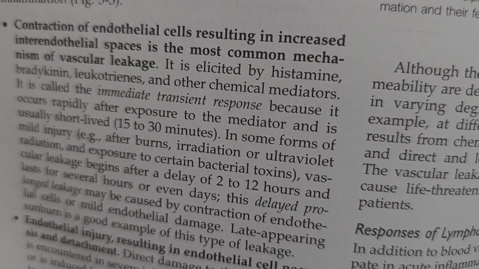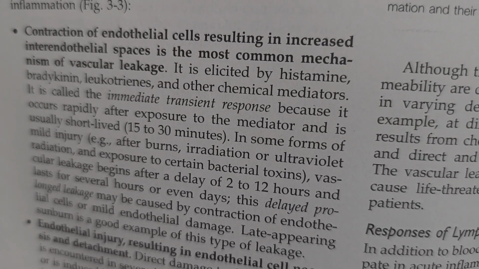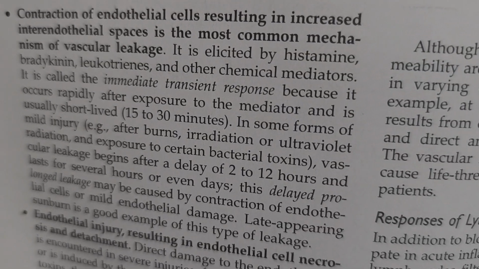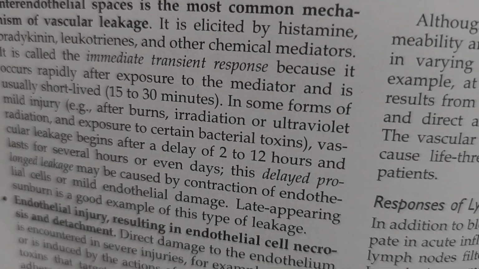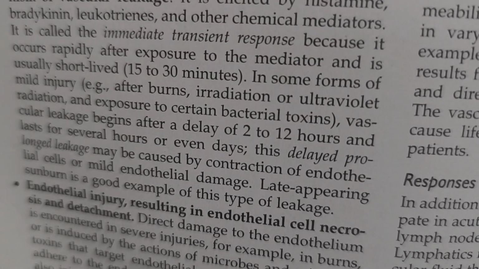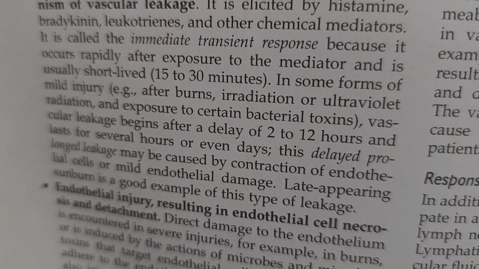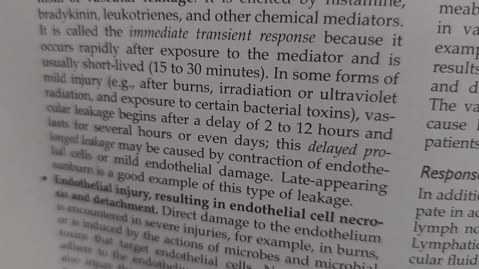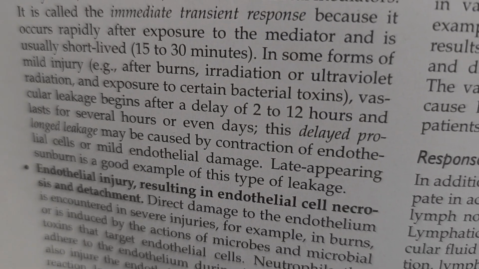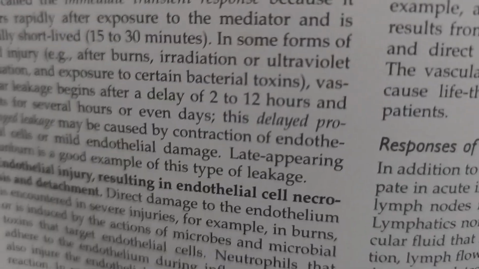Contraction of endothelial cells resulting in increased interendothelial space is the most common mechanism of vascular leakage. It is elicited by histamine, bradykinin, leukotrienes, and other chemical mediators. It is called an immediate transient response because it occurs rapidly after exposure to the mediators and is usually short-lived, 15 to 30 minutes.